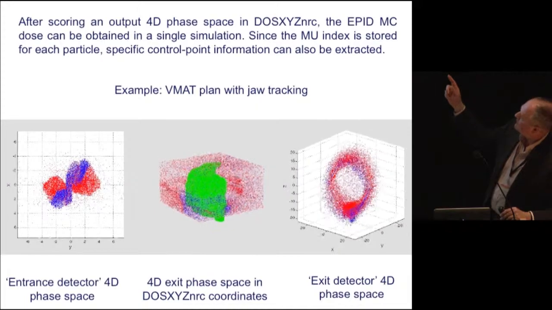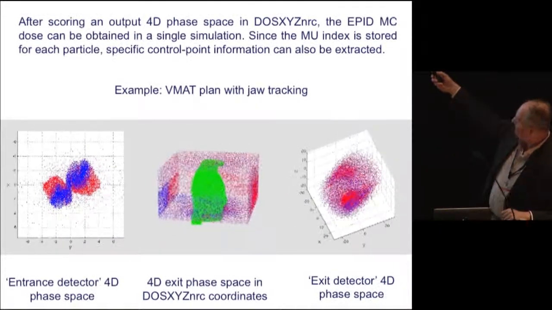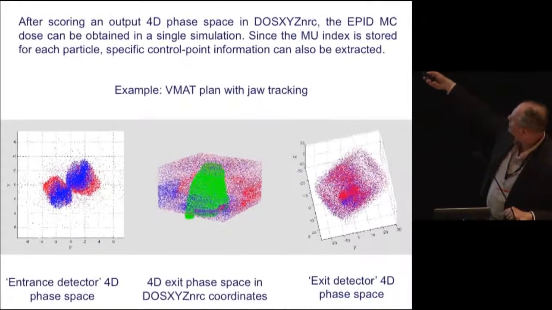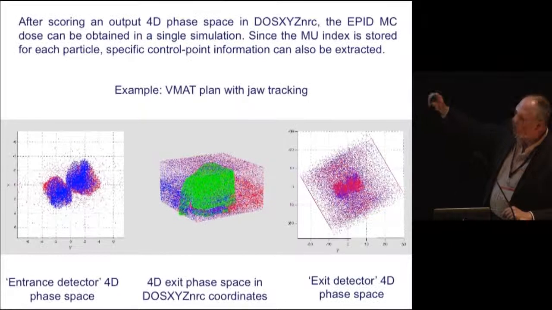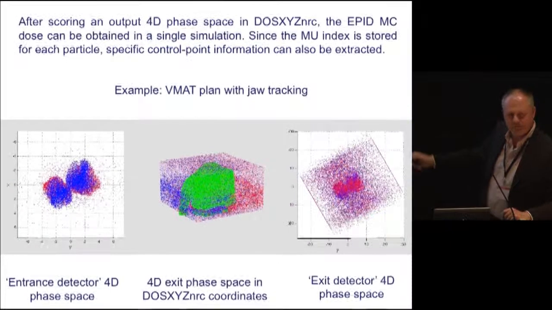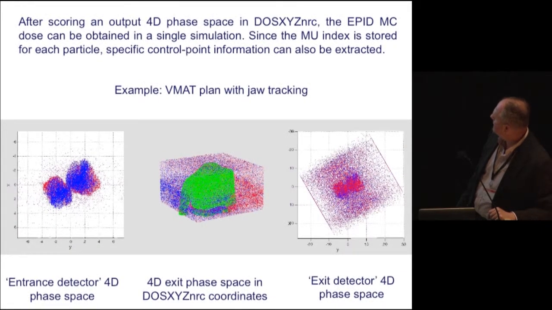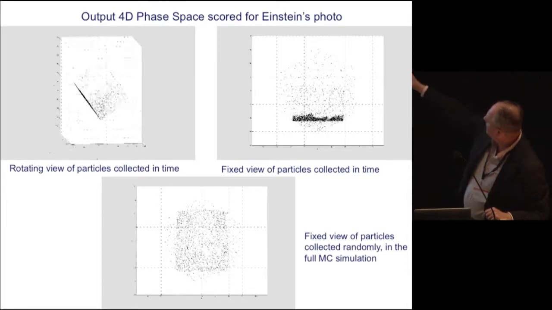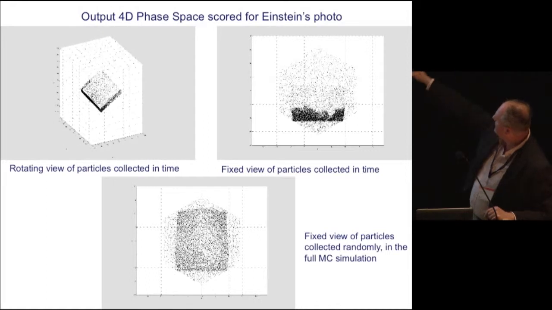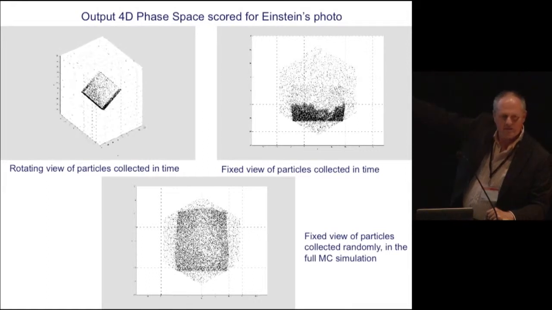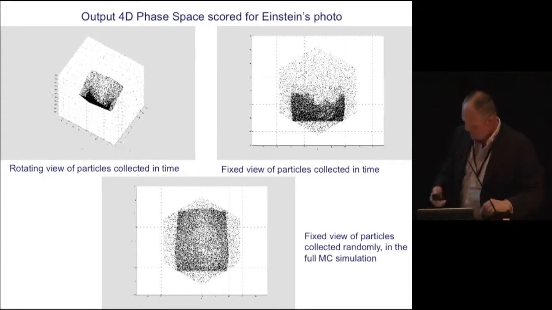So this is that same VMAT plan with jaw tracking. And if you try to imagine it geometrically, it does look very weird in beam coordinates. But that's how it is. So these are all the particles, including the backscattered ones. I'm just rotating to give you an idea that it's a spatial thing. And see, it looks like the one that came out of the LINAC, but of course it has all the scatter due to the beam going through the patient.